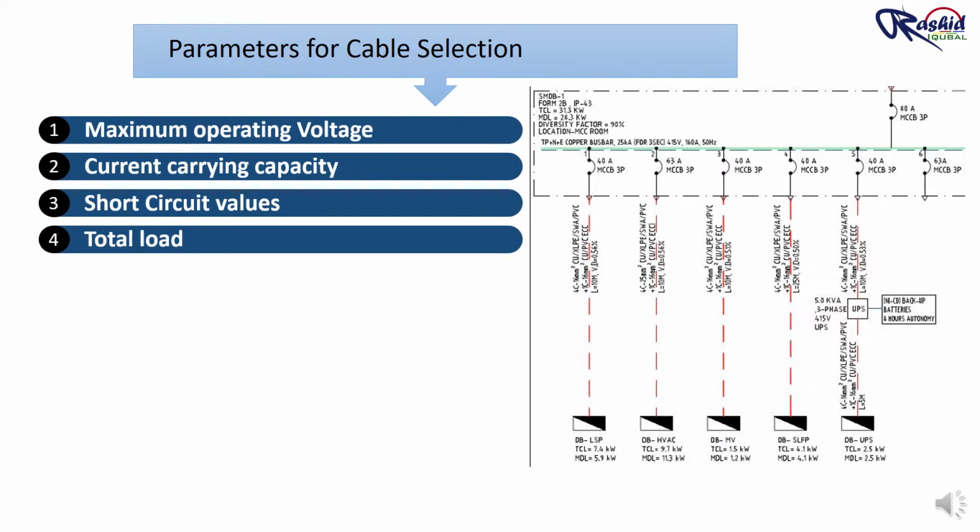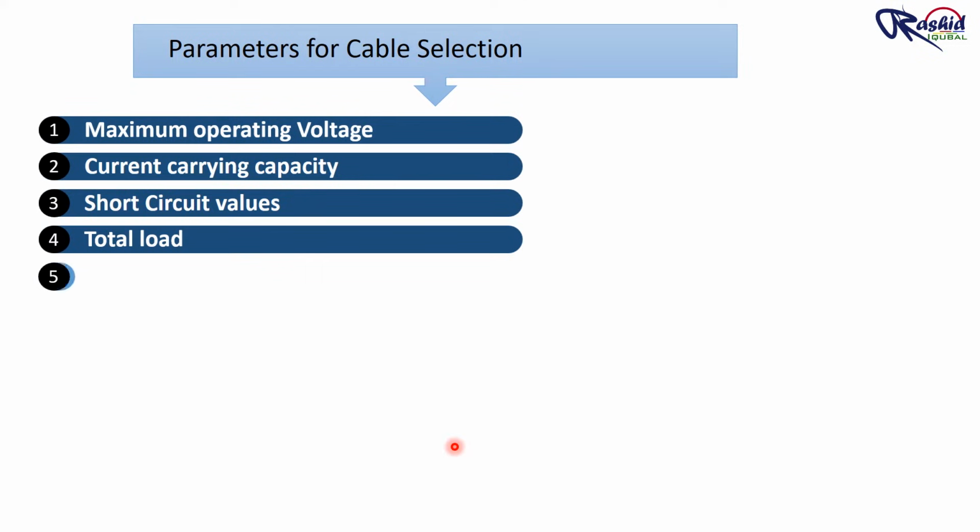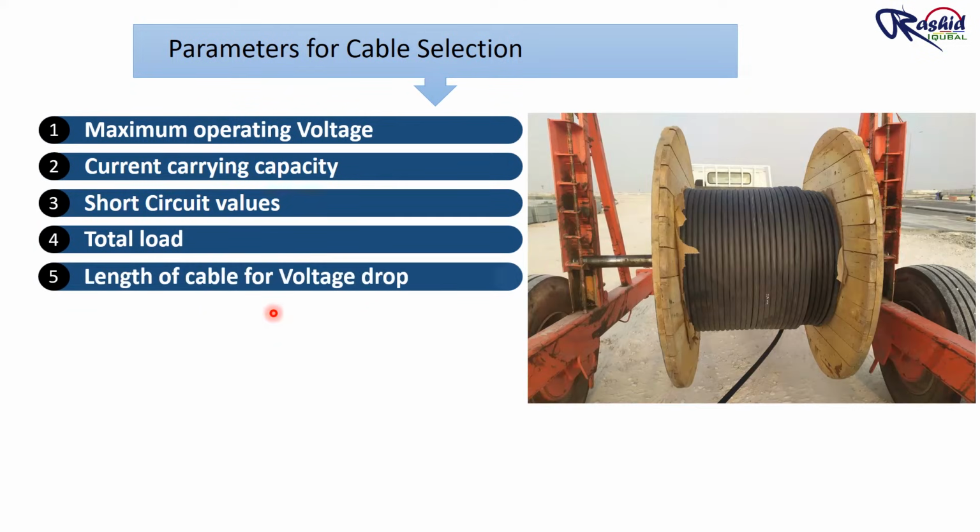The total load is important when selecting a cable because it determines the amount of electric current. If the cable is too small for the load, it can overheat and cause problems, including potential fire. Or if the cable is too large, it can be unnecessarily expensive. It's more expensive. Fifth one, length of cable.